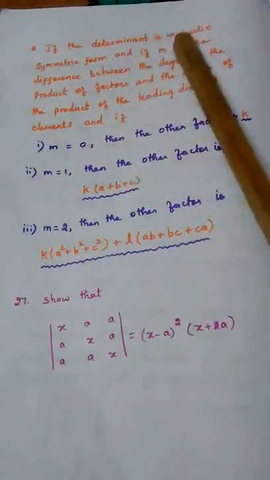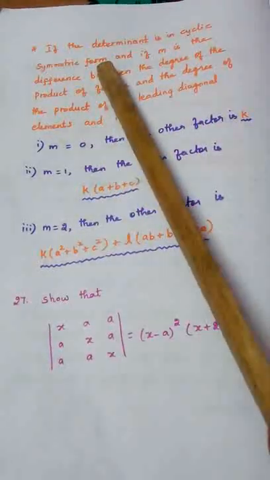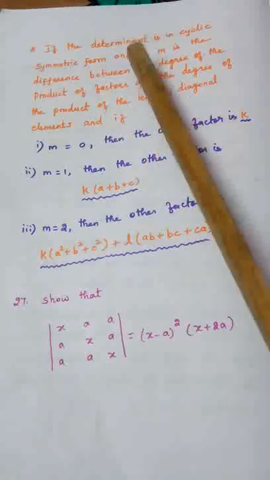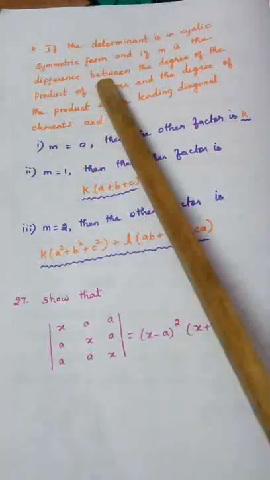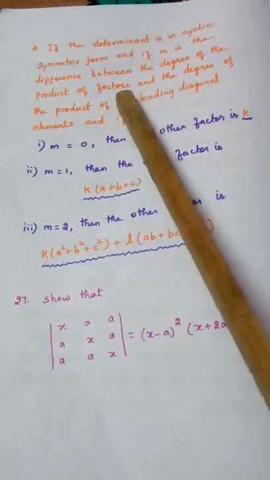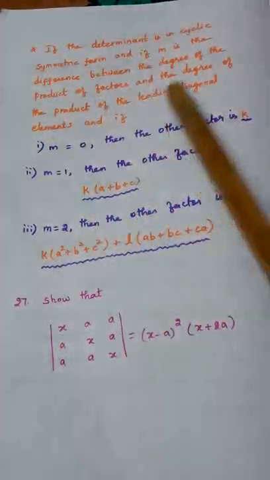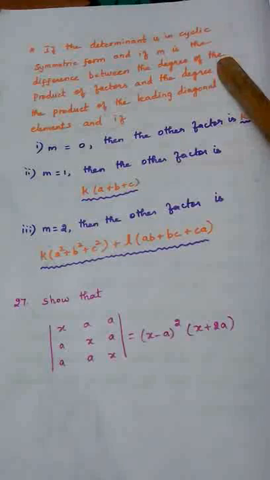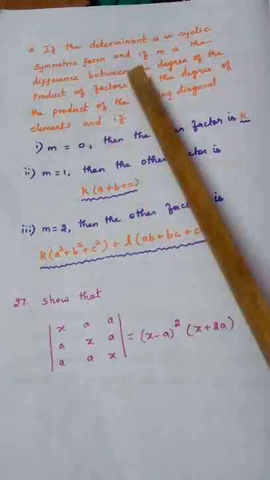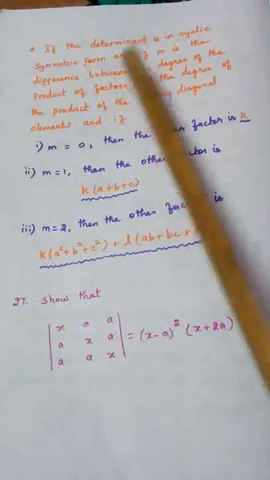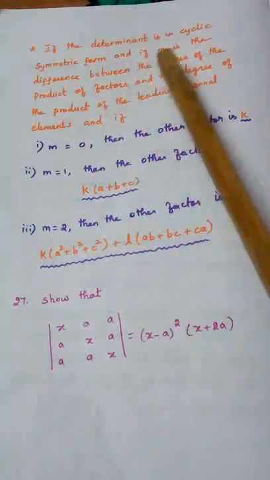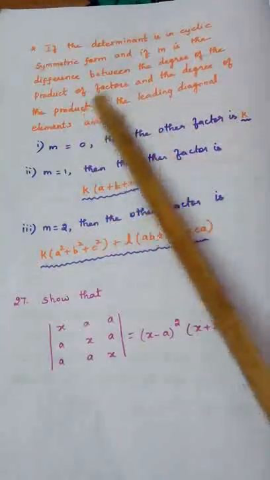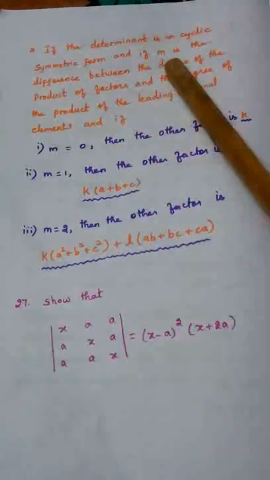If the determinant is in cyclic symmetric form, we know what is meant by cyclic symmetric form. So if the determinant is in this form, and if m is the difference between the degree of the product of factors and the degree of the product of leading diagonal elements, don't get confused. This will be clearly explained through problems. You just remember, m is nothing but the difference between two things: the degree of the product of factors and the degree of the product of leading diagonal elements.